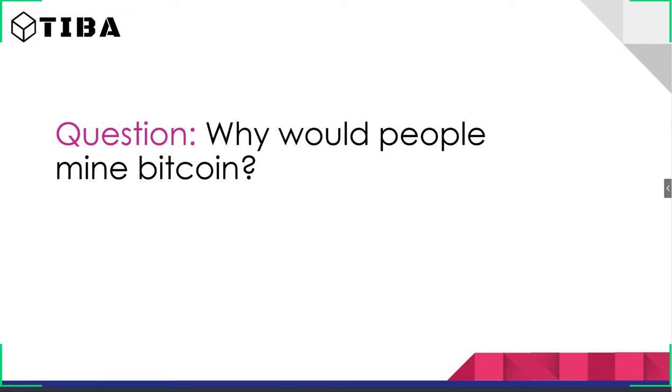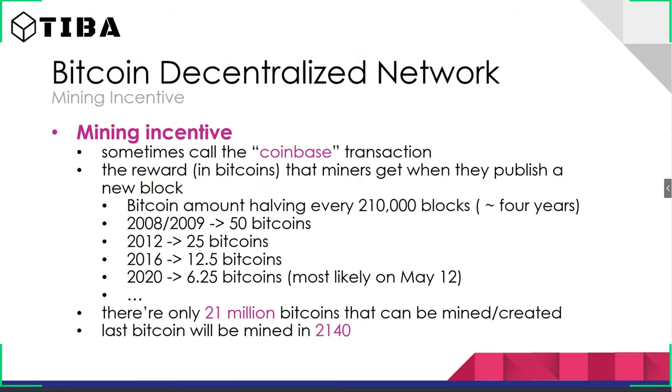So this hints at where we're going. You have the question of why would people mine Bitcoin, right? Why would people do all the work and pay for all the electricity to mine Bitcoin? Well, the answer, as I had before, is incentive. You are able to make profit out of this. The mining incentive, some people call it the Coinbase transaction, is included in the blockchain. It's basically the reward that miners get when they publish a new block. So they get some Bitcoins when they publish a block, right?